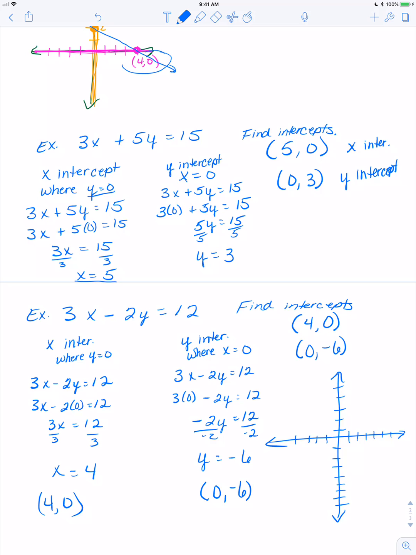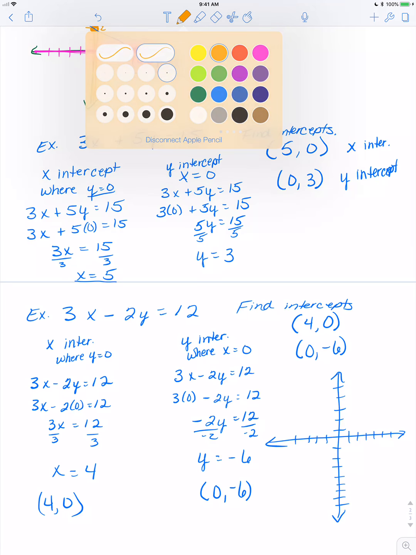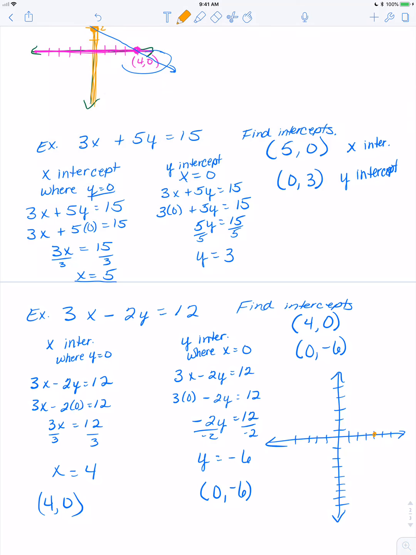And we're going to go plot these 2 points. So (4, 0) is 1, 2, 3, right here. That's at (4, 0). And then our other intercept is at (0, -6), and that would be right here. So (0, -6). And then you're just going to draw a line connecting the two. And that would be the intercepts, graphing that equation based on those intercepts.